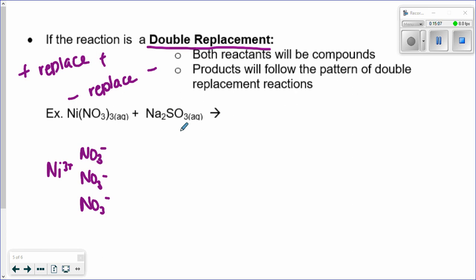Sodium sulfate. Sodium is only ever found as a 1 positive. Oh, sorry, that's not sodium sulfate. That's sodium sulfite, ITE. So Na with the 1 plus, sulfite is SO3 2 minus.